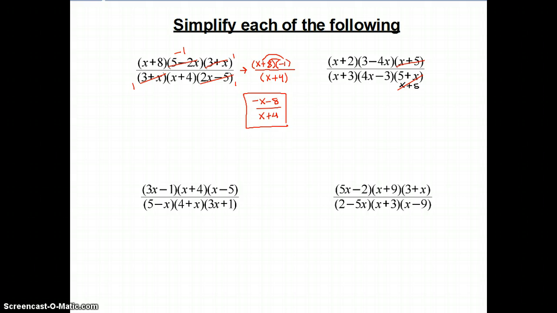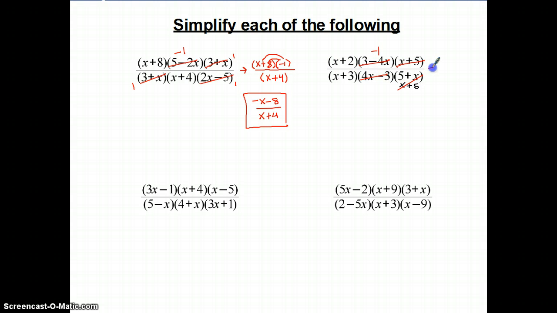Now I look for opposite factors. X plus 2 doesn't have any opposite factors, but the 3 minus 4x does. I have a positive 3 and a negative 4x, and in the denominator I have a positive 4x and a negative 3. Both of those terms are exact opposite of the factor in the numerator. So I cancel these out and they become a negative 1. Now I multiply what's left and I'm done.